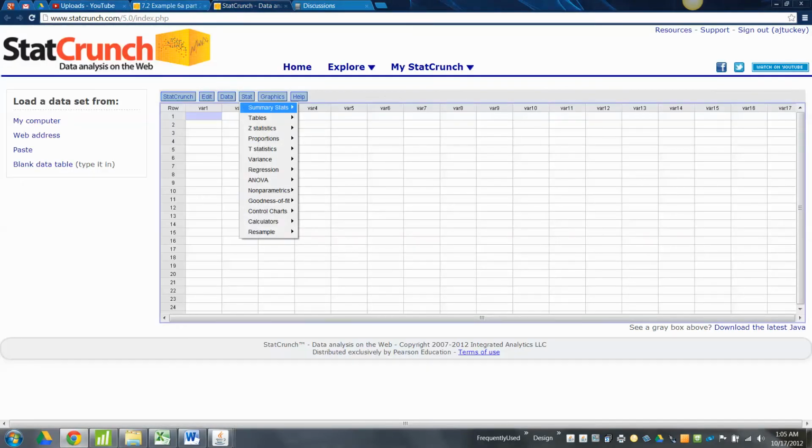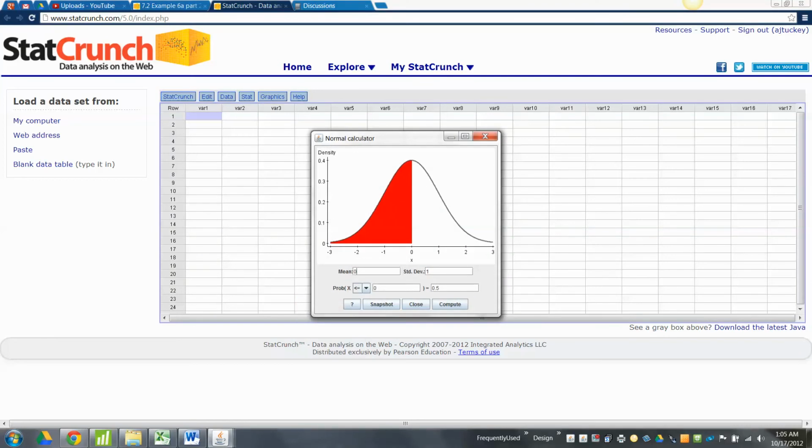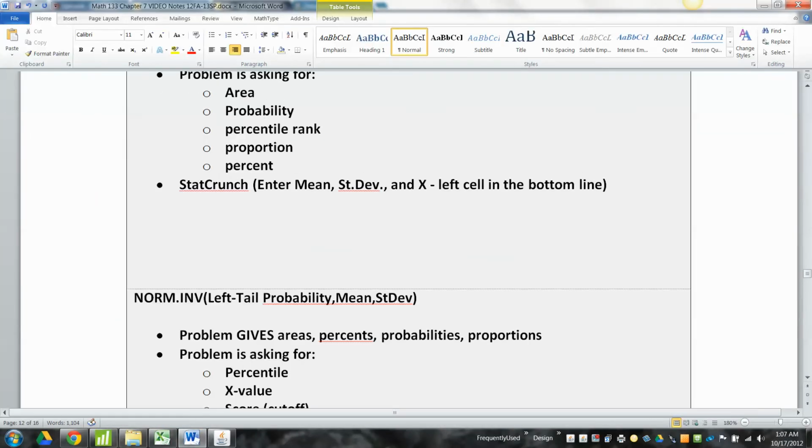Go to Stat, go to Calculators, Normal. Mean is 0, standard deviation is 1, that's fine. And then we want 0.05. Compute. Oh, it didn't seem to like me there. All right, let me try this again. 0.05. No. And I'm being silly. I'm putting it in the wrong place. I didn't pay attention to my own instructions. All right, let's go back, see what I'm doing wrong.